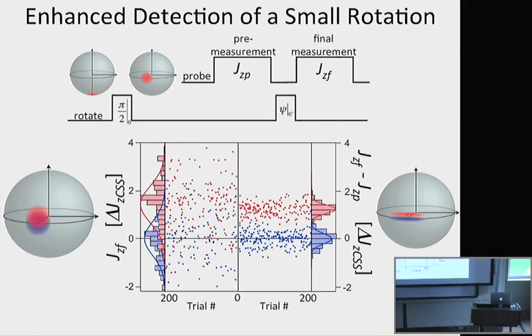I want to make one comment. In the literature, sometimes this is referred to as conditional squeezing, but I want to point out it's really deterministic. There's no post-selection involved. Every single trial gives us a usable result, okay, with enhanced phase resolution.